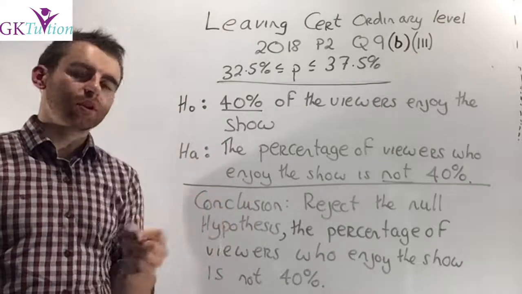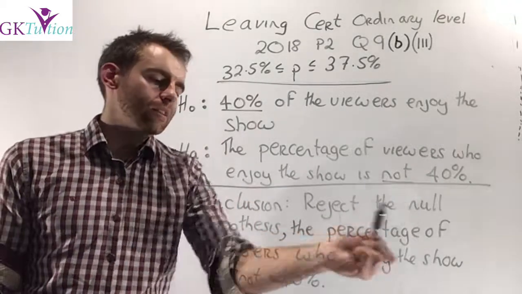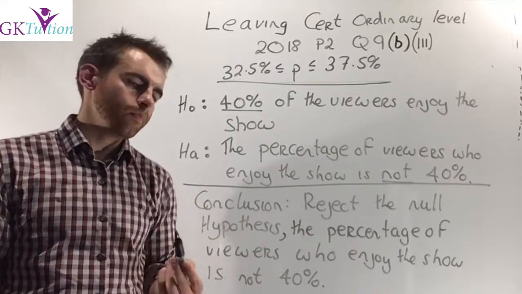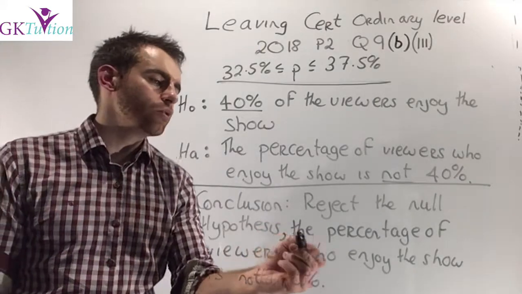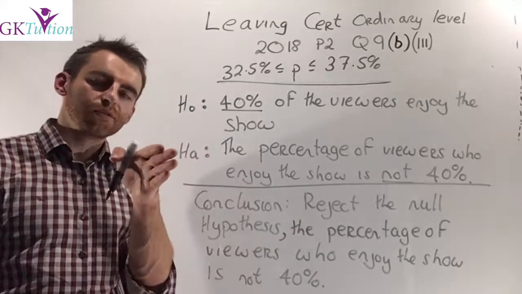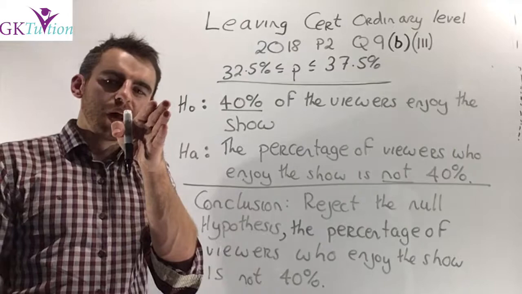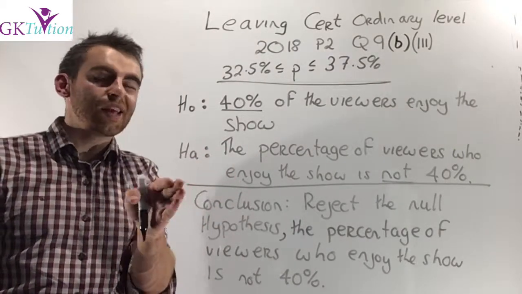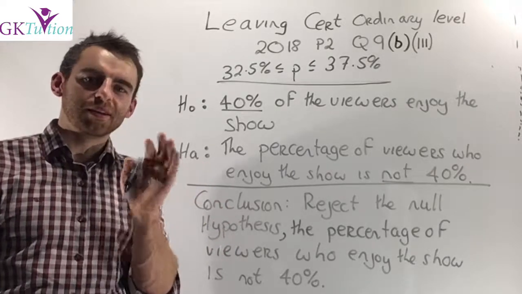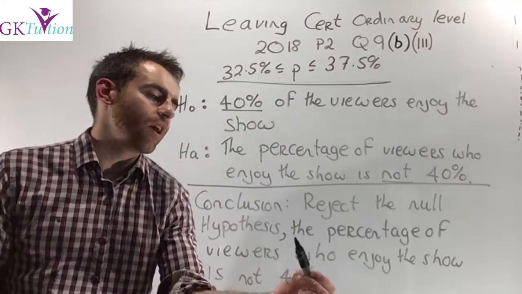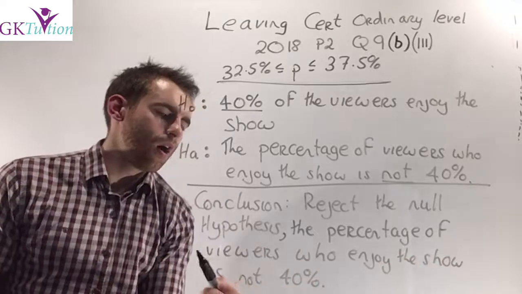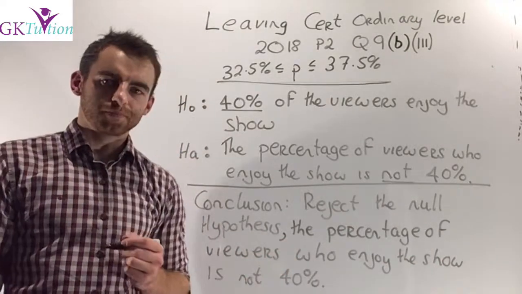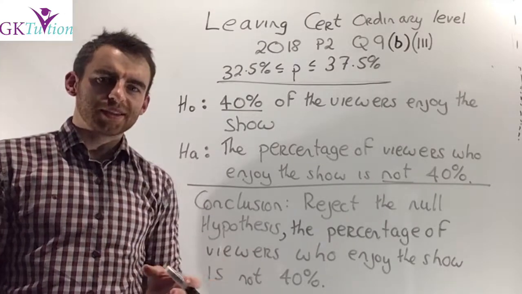So I've written down my conclusion at the bottom here. I'm going to reject the null hypothesis because the 40% is not within my confidence interval. And when you reject your null hypothesis, you should reiterate what you mentioned for your alternative. Rejecting the null hypothesis is kind of the same as accepting this. You're not allowed to say that, but it's kind of the same as accepting the alternative. So because of that, I rewrote this as the percentage of viewers who enjoy the show is not 40%, and that's my conclusion.